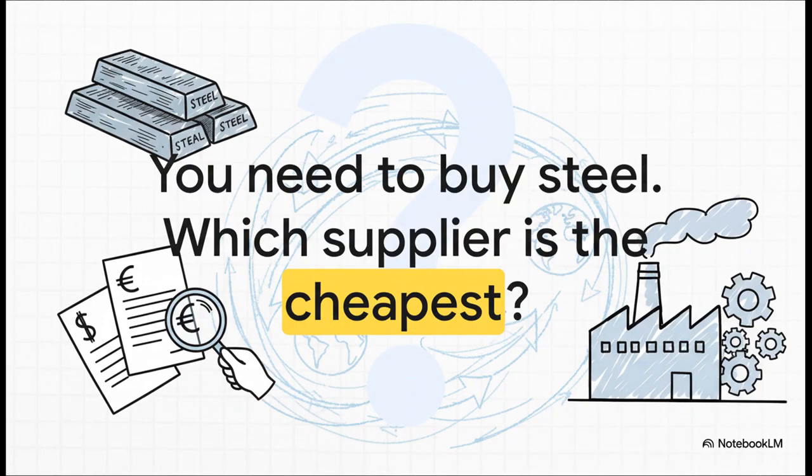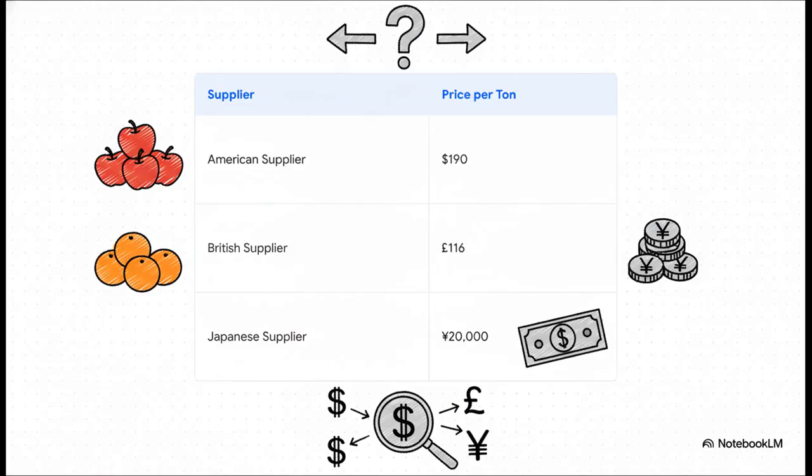Imagine this. You run a business, and you need to buy a ton of steel. You've got 3 quotes sitting right in front of you. Seems simple enough, right? Just pick the cheapest one. But there's a little catch. And here's the catch. The prices are all in different currencies. You've got US dollars, British pounds, and Japanese yen. Right now, you're basically comparing apples to oranges to something else entirely. So to make any real decision, you've got to get them all speaking the same language, financially speaking. You need to convert them into a single currency.